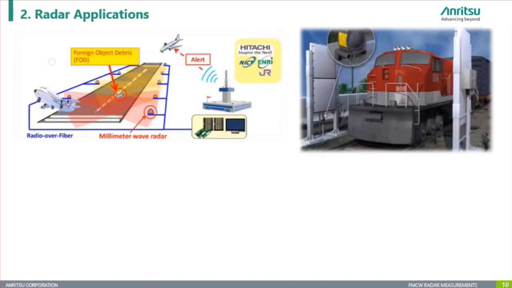Second, the train control and safety system. FMCW radar is increasingly used in collision avoidance, obstacle detection, and automated train operations. Its ability to measure both range and velocity ensures enhanced safety and operational efficiency in trains.